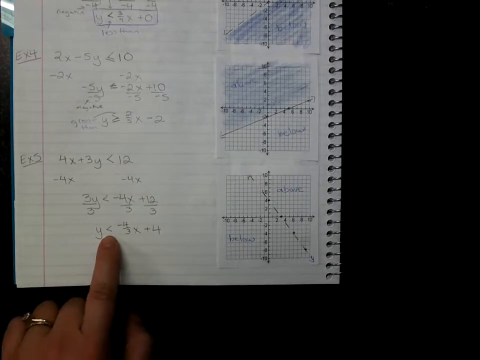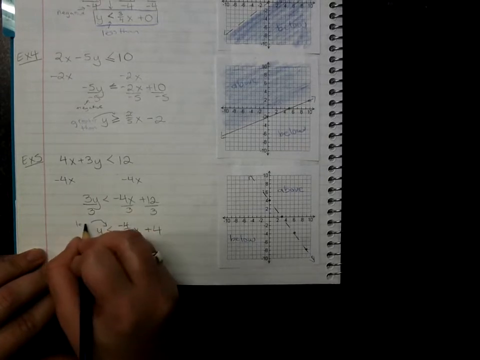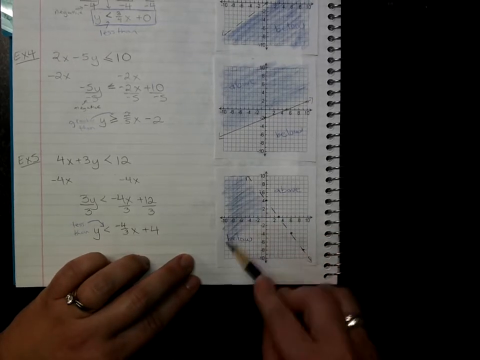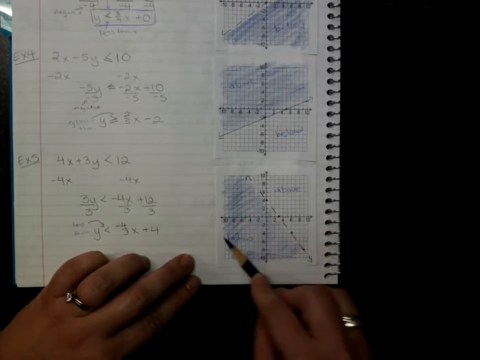Then we come back over here. That is the less than sign. If it's less than, we shade below. It's every single place below that line. And on your homework, you just click your paint bucket above or below your line.